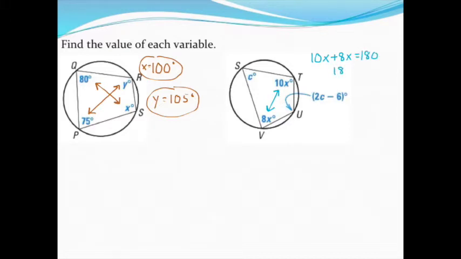Adding like terms gets me 18x equal to 180. And then dividing both sides by 18, I find out that x is 10. Okay, I'll do something very similar to find my other variable as well.